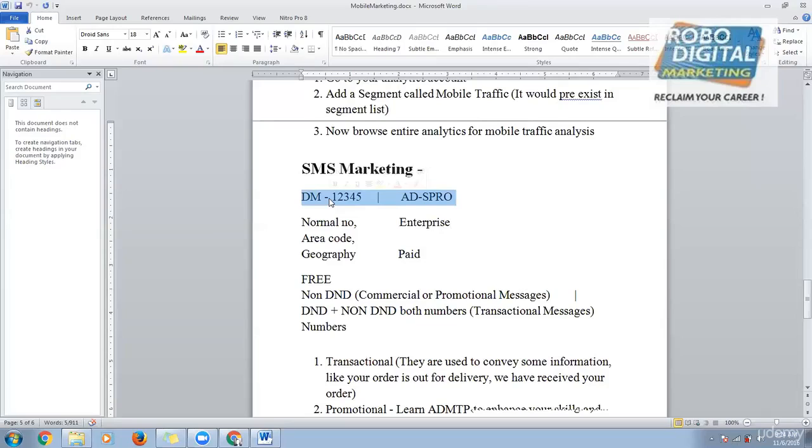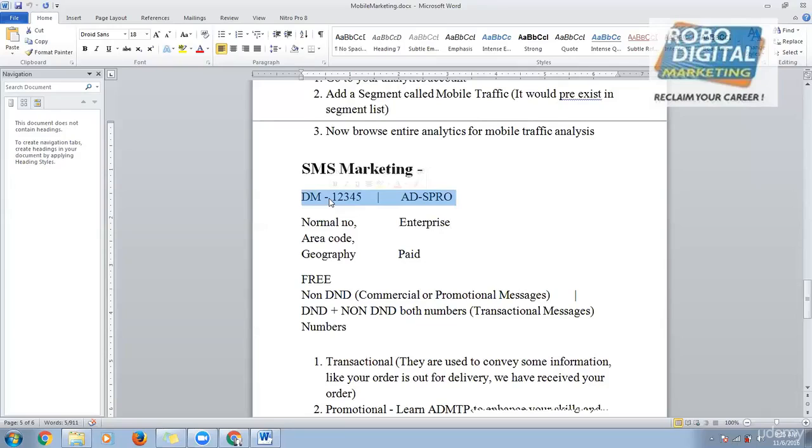There are so many IDs. These are known as SMS IDs. Whenever you are sending a promotional message, you have to send it with the help of the SMS ID only.